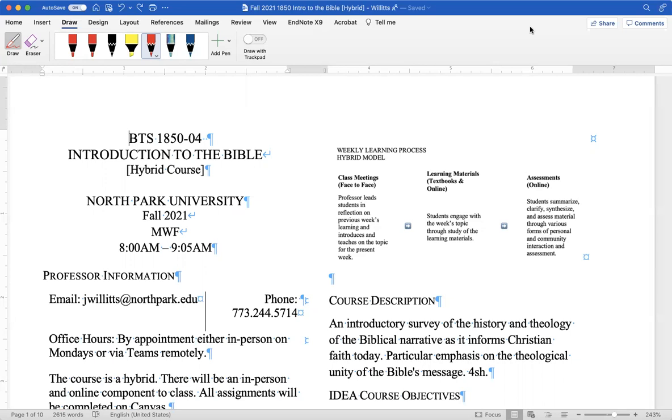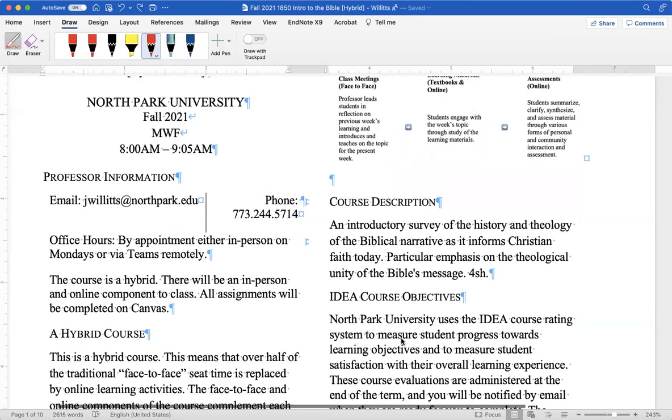So let's jump in. This course is BTS 1850, which I'm sure you know. We're section 04, and the course is called Introduction to the Bible. It's important to know that there's something unique about this course, and that is it's a hybrid course. We will explain what that means in a moment, but that makes our experience of the learning much different than a traditional course will be.